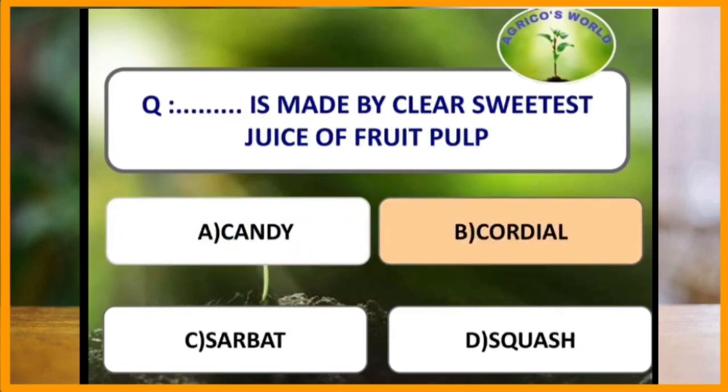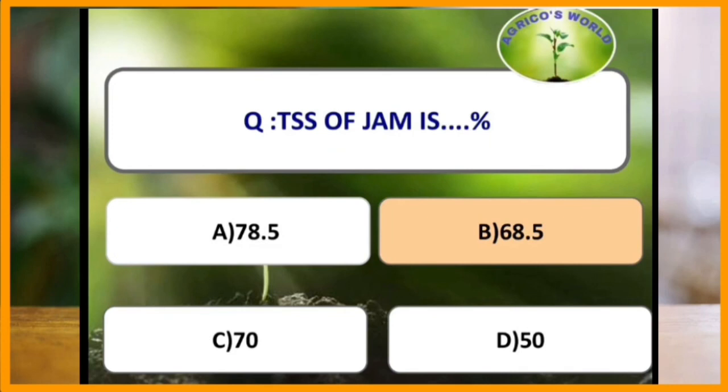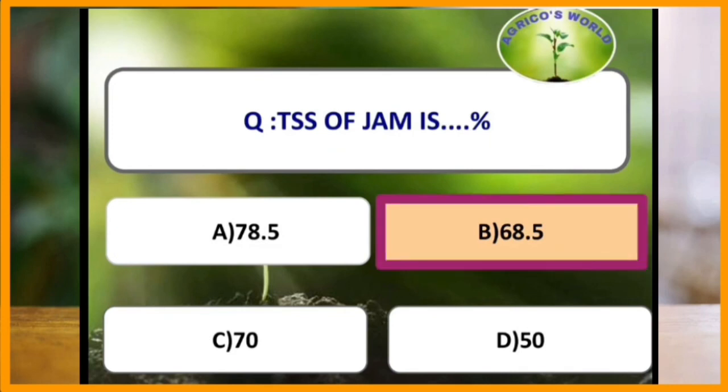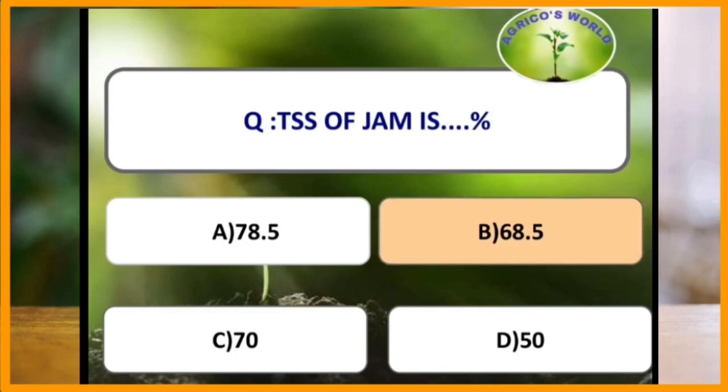Which of the following is made by clear sweetest juice of fruit pulp? Cordial is made by clear sweetest juice of fruit pulp, and it contains 25% of fruit juice. What is the TSS percent of jam? The TSS percent of jam is 68.5% and jam is opaque.